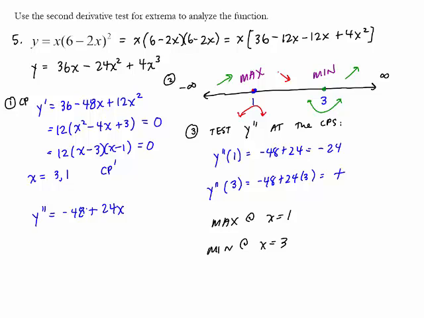We also know that these are both relative because the ends of the function, at negative infinity it goes down to negative infinity, at positive infinity it goes up to positive infinity, so these are both relative extreme points by the second derivative test right here that we used.